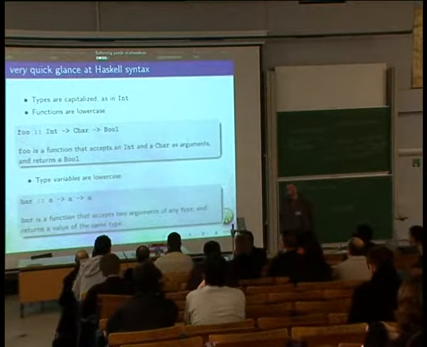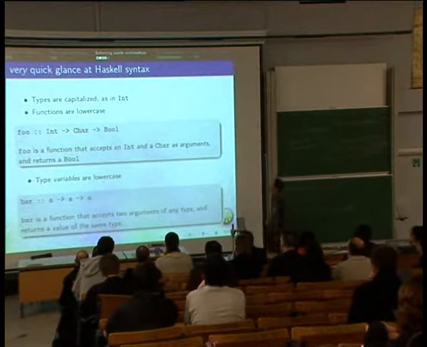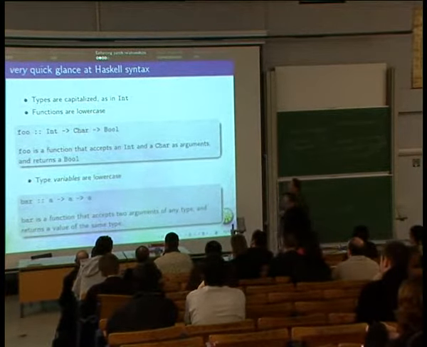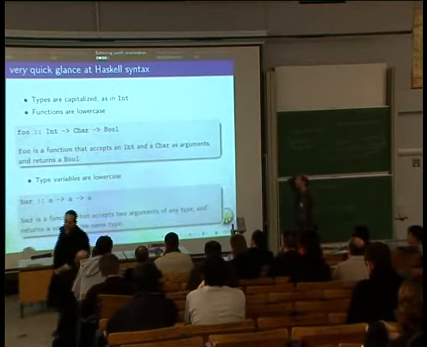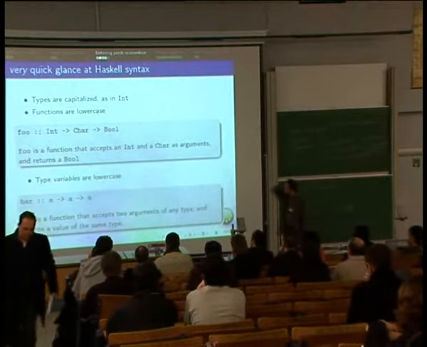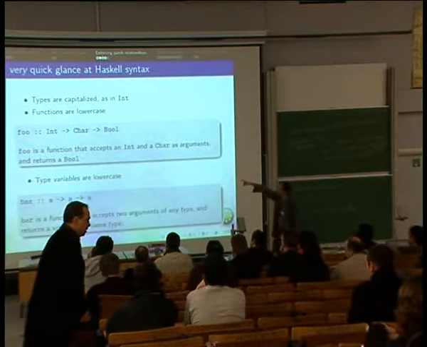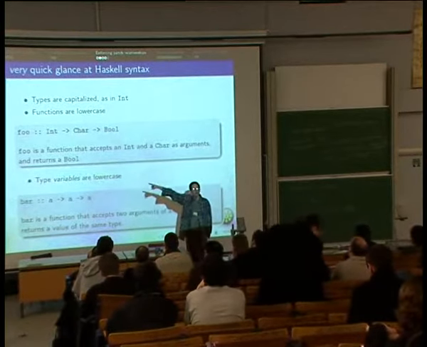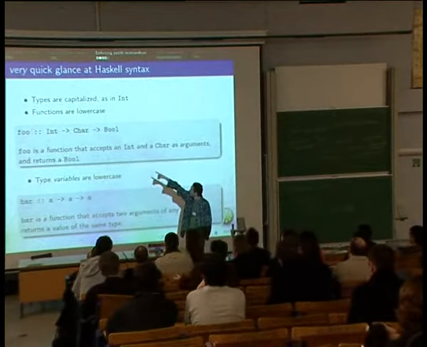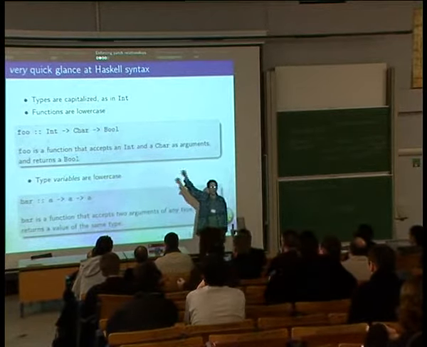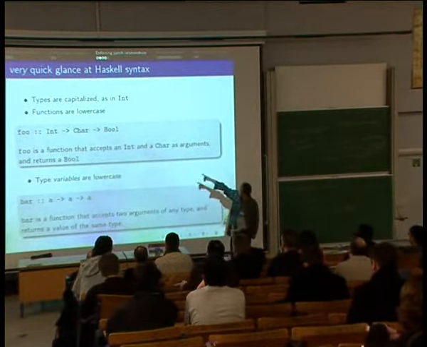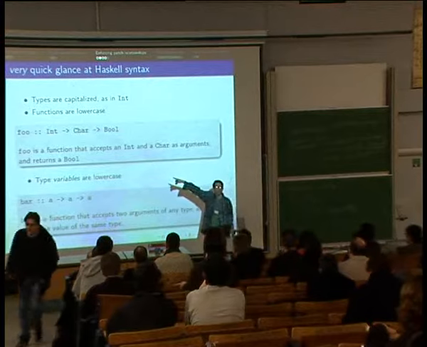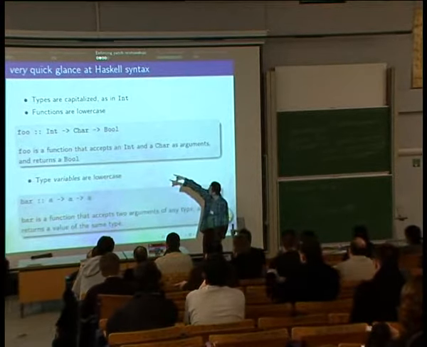Let me give you a brief introduction to the syntax in Haskell. Types always start with an uppercase letter, as in Int, capital Int. Functions are always lowercase. Then this is an example of how you declare the type of a function. This is a function foo, which accepts an Int argument and a Char argument and returns a Bool. Okay? The reason for the somewhat strange-looking syntax is that you can also view function foo as a function that accepts an Int argument and returns a function that accepts a Char argument and returns a Bool.